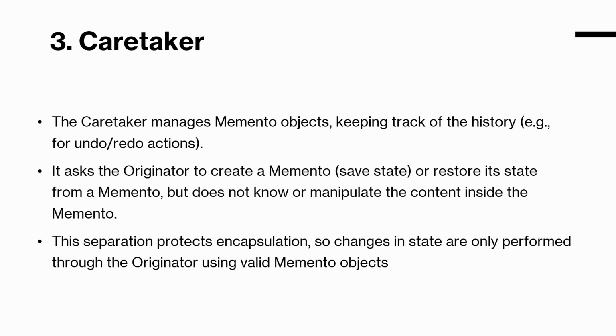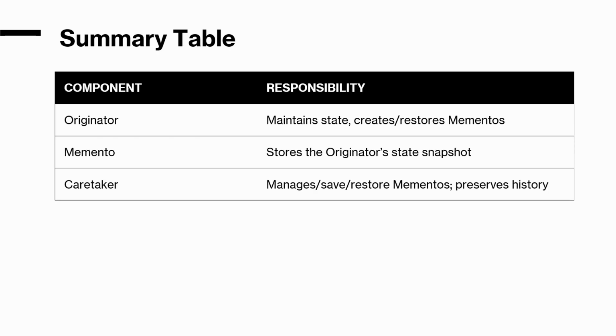through memento objects. Now coming to the summary table. The originator is the one that maintains the state. It creates and restores mementos. The mementos store the originator state at a particular moment. Basically, they are state snapshots. Finally, the caretaker. The caretaker manages, saves, and restores mementos, and it preserves the history.